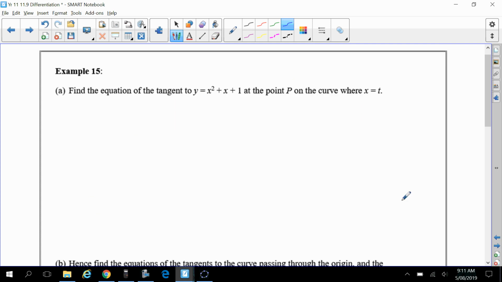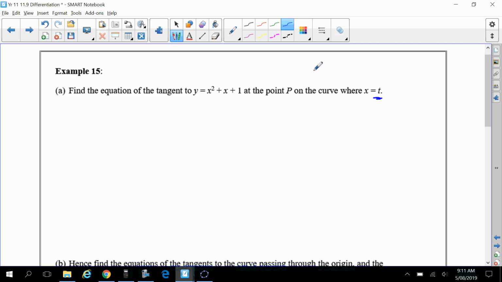Okay, let's look at this one. It's not an easy question. It's a bit different because it asks you to find the equation of the tangent, not at a number, but at a point t. At a point t, x equal to t, so not a number. So you do the same thing. So you do the usual.